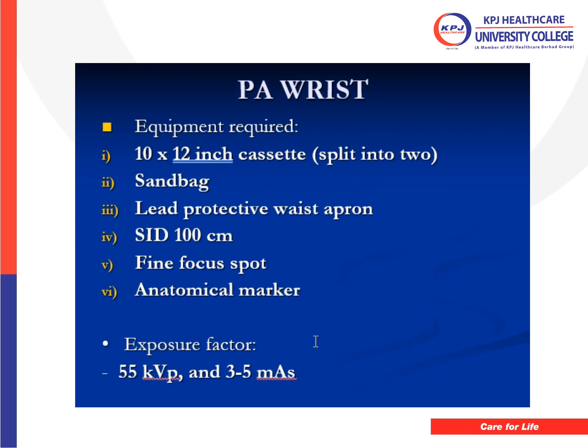And equipment is about the same. Splitting can be split due to the parts being quite small. And the cassette or image receptor selected is 10-12 inch. Sandbag, and it's about the same. SID is always 100. For upper and lower extremities, go for 100 cm. Okay, SID. And the technical factors, this is all the technical factors. And exposure factors suggested is in between 50 to 55 kVp and 5 mAs.